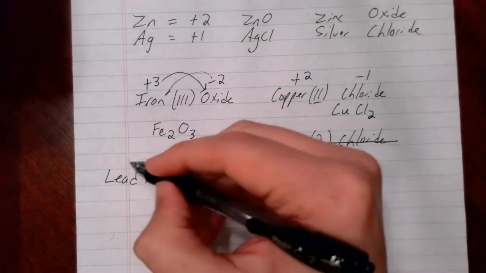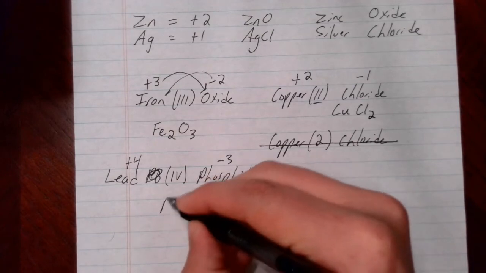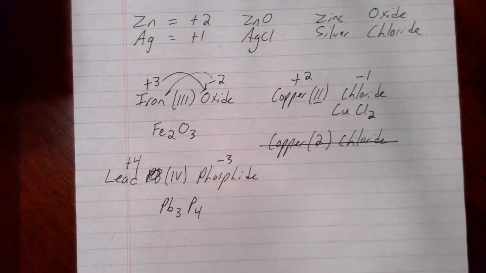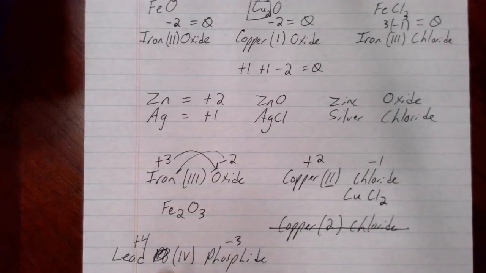Okay. So what's lead's charge? Lead's charge is plus 4. The plus 4 and minus 3 cancel. No, they don't. So I flip them. Pb3, P4. Okay. So that's my final answer there. So don't be scared by the Roman numerals. They don't change anything, they just tell you what the charge is.